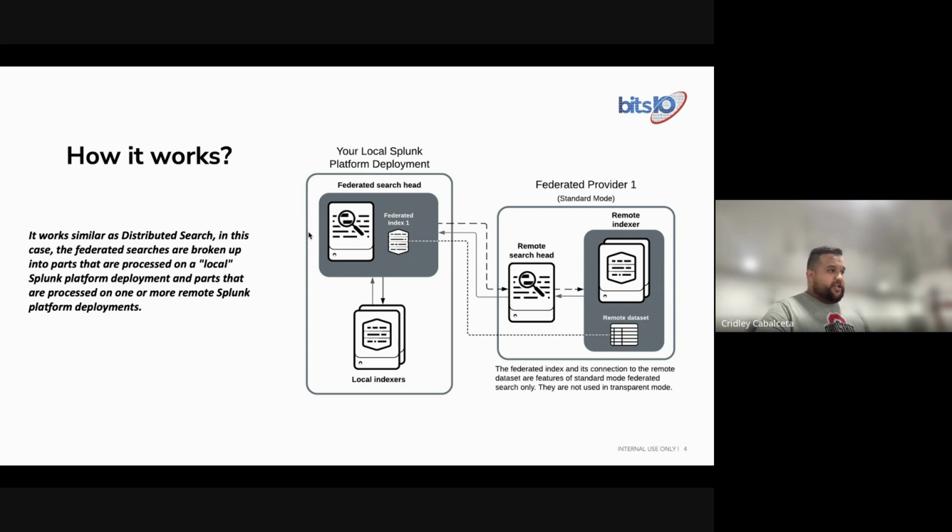Now here is an image about how this works. This is the theory about how it works. So we have the federated search, which is basically the instance you're going to configure to reach the target indexer basically. So once you get that configured, basically it connects to the other one. If you have some knowledge in Splunk, this is pretty similar to a distributed search, just with some additional steps.